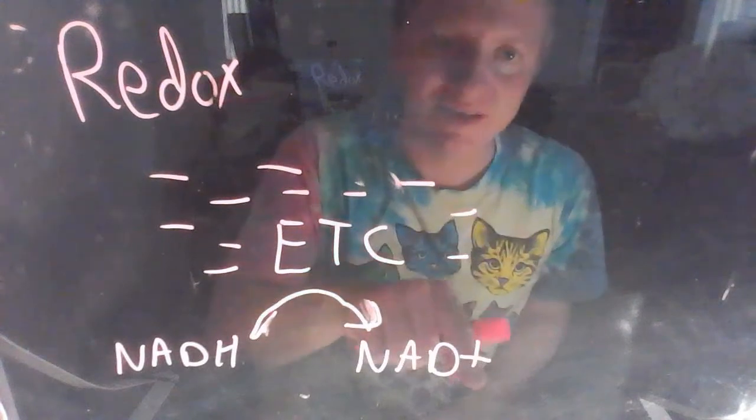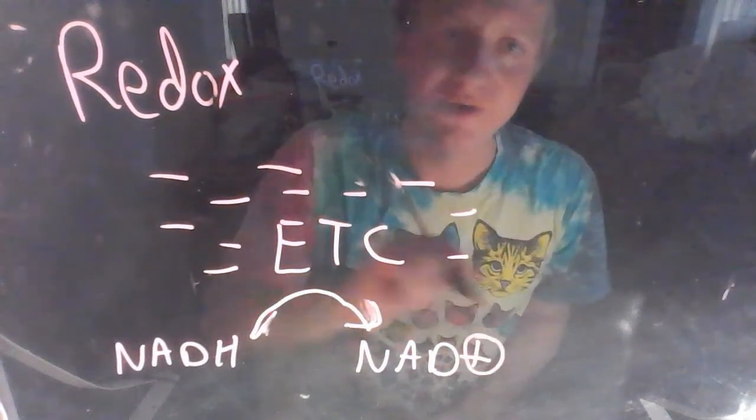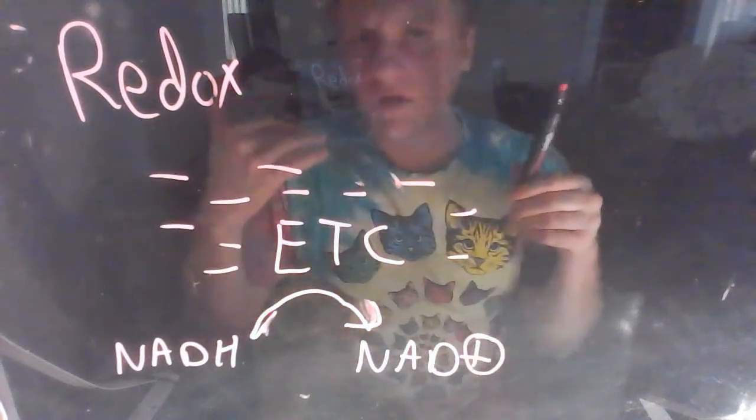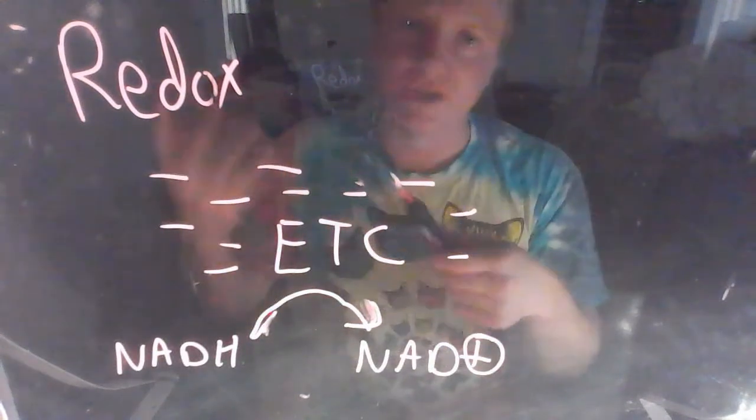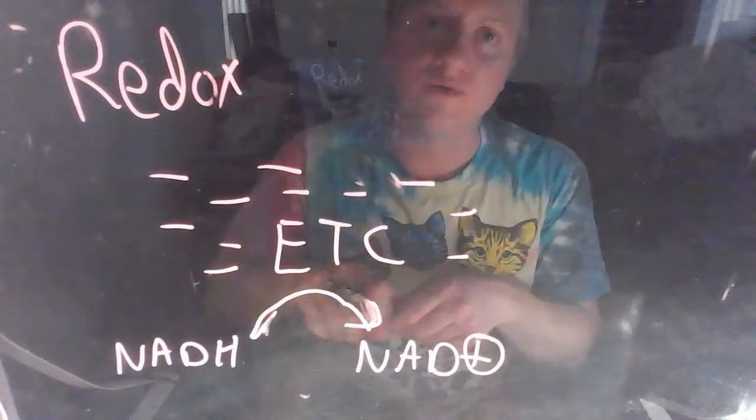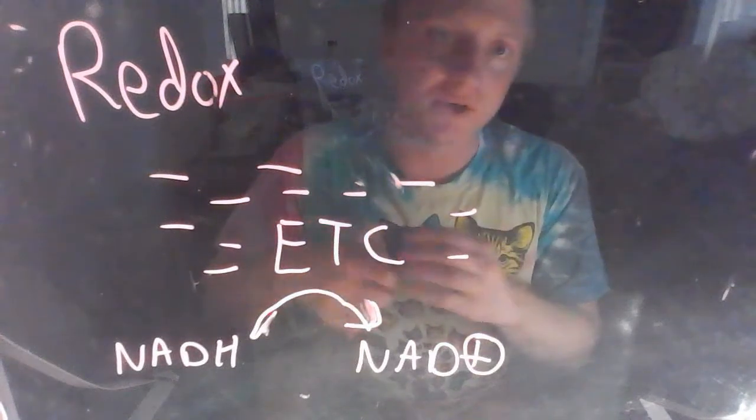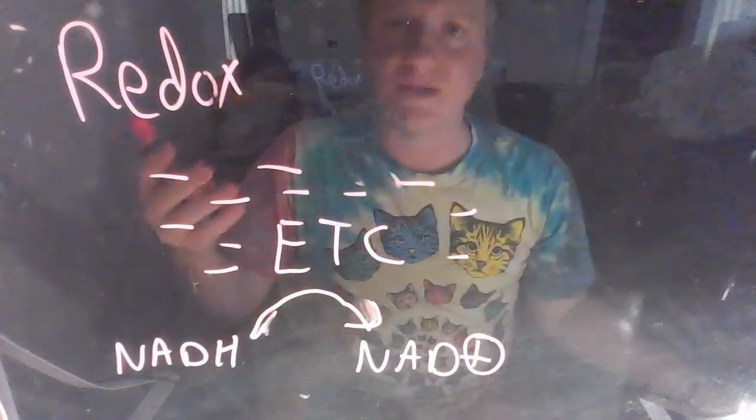And this is a plus, not an H, by the way. This is a plus. So oxidation is loss, reduction is gain, and in biology, we refer to hydrogens generally as being these electrons.